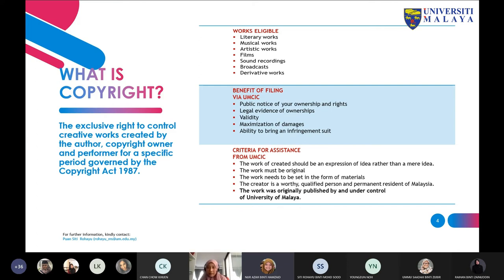So, Dr. Faizah, a question from me. If we write a book or a manual and file for ISBN or EISBN, is that still eligible for copyright? Let's say we have the ISBN, but we still file for the copyright. Is that okay?